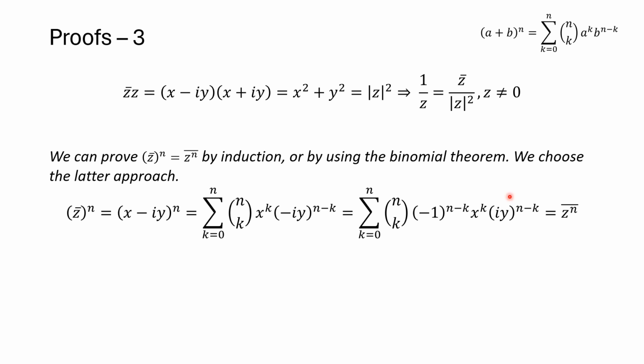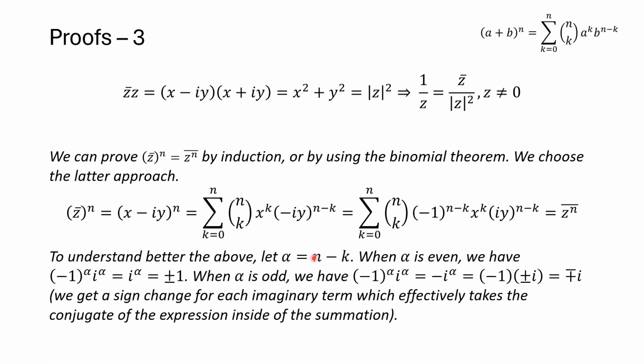This is not completely clear, but this further explanation may help a little bit. If we let alpha equal n minus k in this expression here, then we have minus 1 to the alpha, and then we have i to the alpha, just focusing on those two parts of this expression. When alpha is even, we have minus 1 to the alpha, which of course is going to give us 1 times i to the alpha. i to the alpha is either plus or minus 1. So that gives us a real valued term in this summation.